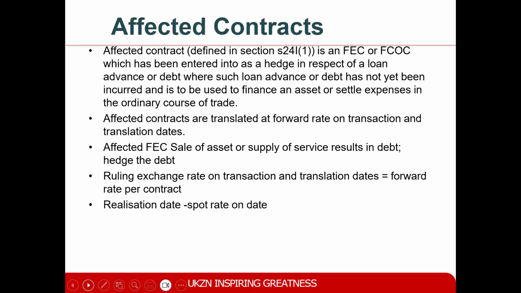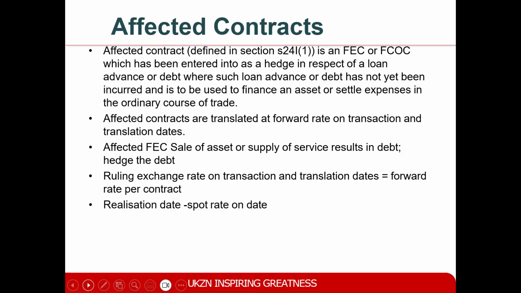Okay. What are affected contracts? So section 24I assists us then to give us a definition. They say then, you've got FEC or FCOC, which has been entered into as a hedge in respect of a loan, advance, or a debt where such loan has not yet been incurred and is to be used to finance an asset or settle expenses in the ordinary course of a trade. That is now what they call an affected contract. So they say the debt has not yet been incurred and is to be used to finance an asset or settle expenses in the ordinary course of trade.